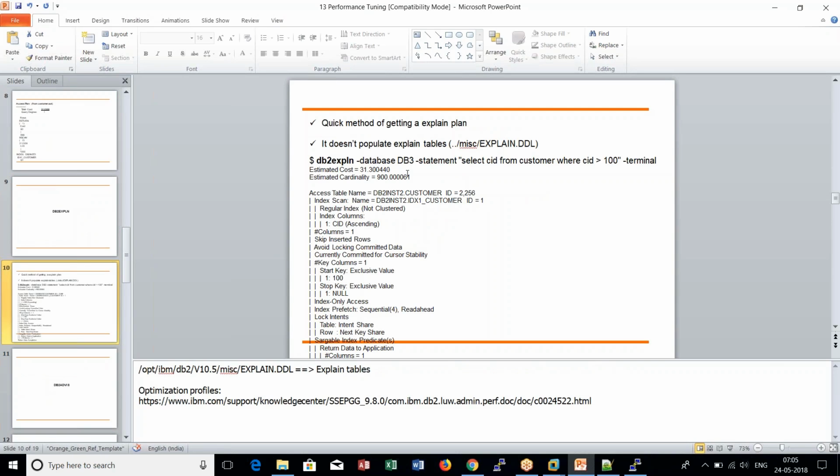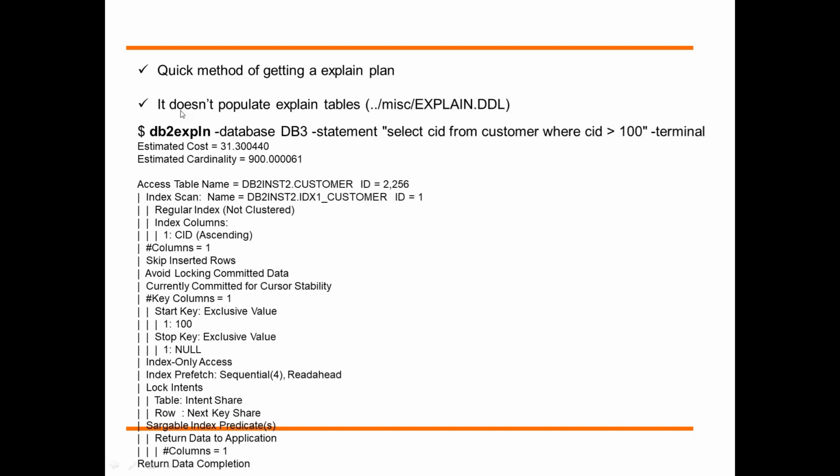DB2 explain is a quick method of getting an explain plan. You don't need to populate tables by running explain.ddl and creating those tables. It's pretty straightforward. You say db2 explain, the current database name, and the statement for which you want the explain plan to be generated. Whatever you see, it pretty much defines the access path on the screen.